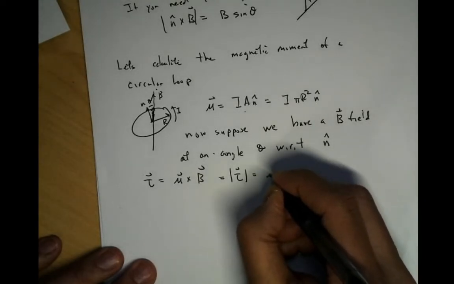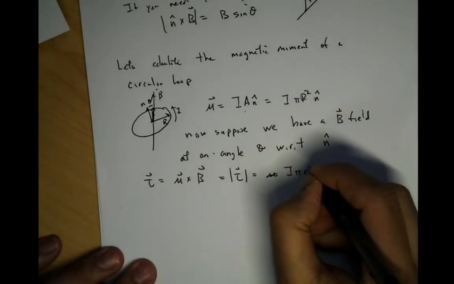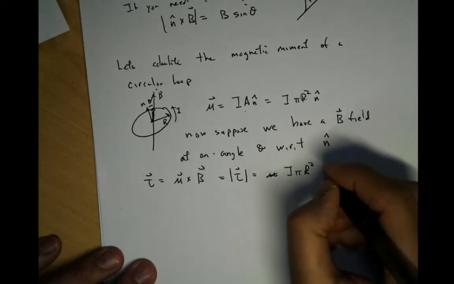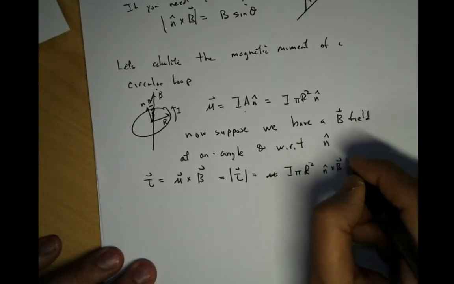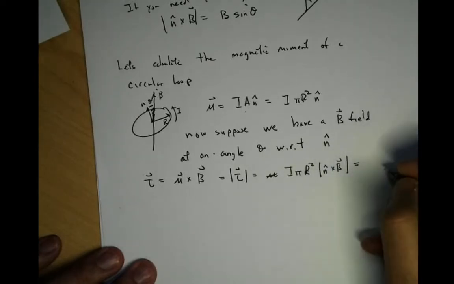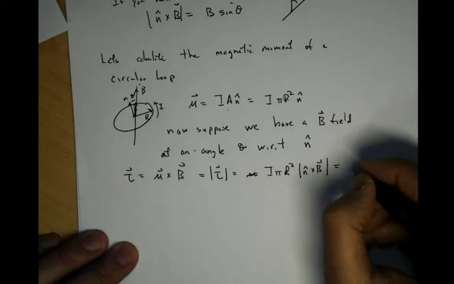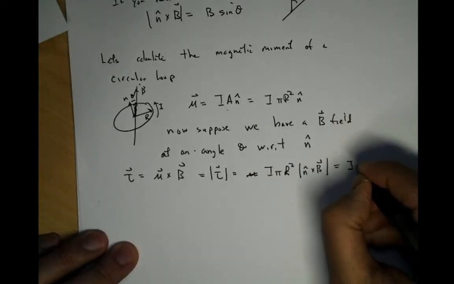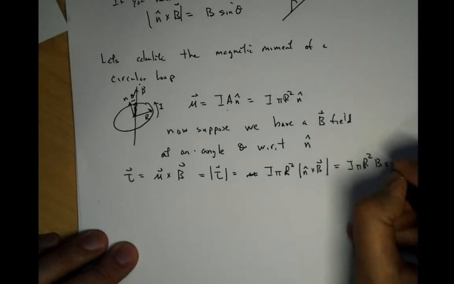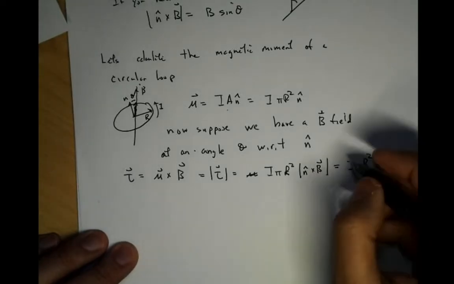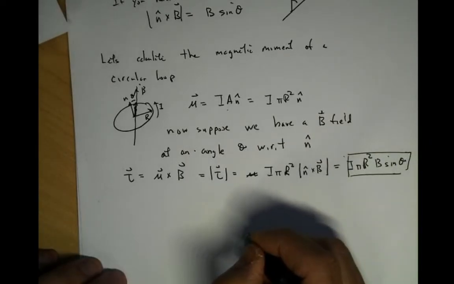Let's see, so that's essentially going to be I pi r squared, okay? N hat cross B, let's take the magnitude of this thing. That's just going to be basically I pi r squared B sine theta. Okay? Pretty simple.